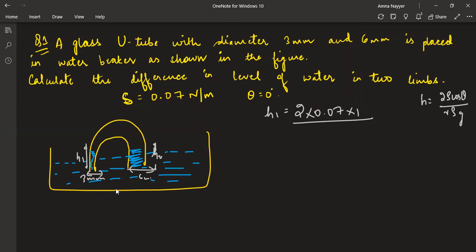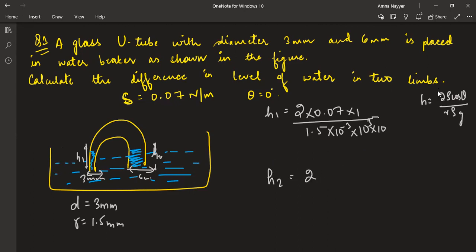Radius is different. See, for H1, that is the narrower one. Diameter is 3 millimeter, so radius will be 1.5 millimeters. So this becomes 1.5 into 10 to the power minus 3. Density of water is 10 to the power 3. Acceleration due to gravity is 10. Fine. And what will be H2?